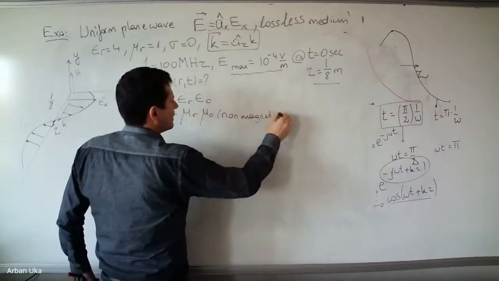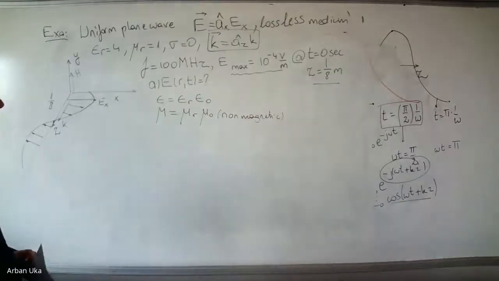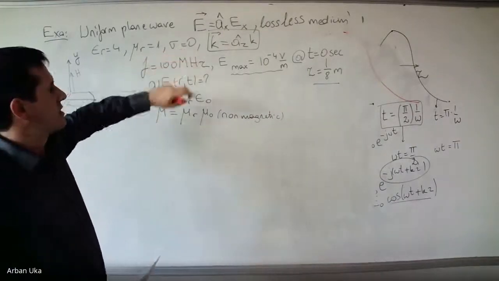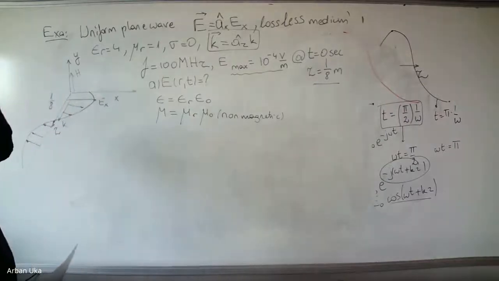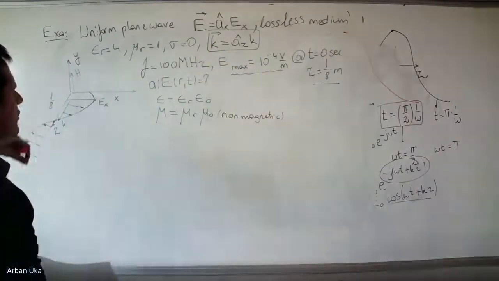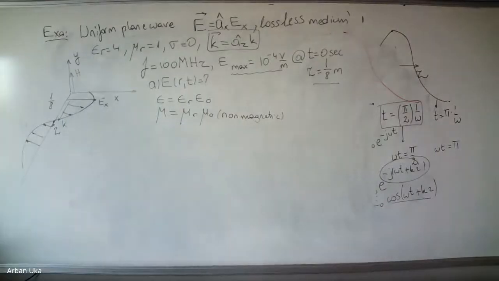So epsilon r is equal to 4, conductivity is 0, this means that it's a lossless medium. The wave is propagating along the z direction, as given here. The frequency is 100 megahertz, and this 100 megahertz can help us to find important parameters.